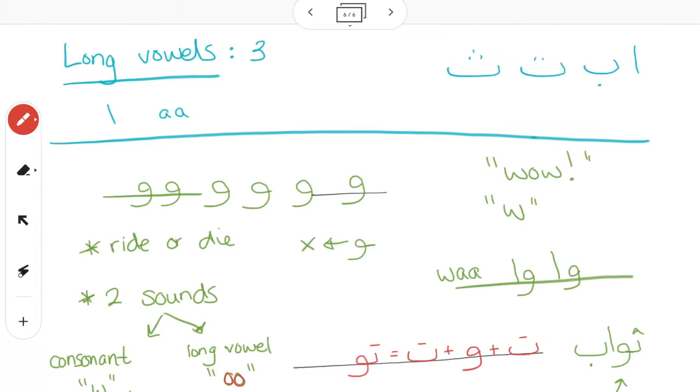Ta, initial position, connected to the wow. Wow doesn't connect to the next letter, and there's only one letter, so we're going to write it in its full form. Toot. Write it a few times. If you want to write it like this, that's fine. Toot. Vocab word. Vocab word is on page 30, and it means berries. Okay. It can mean specifically mulberries, but you can just use it for berries.